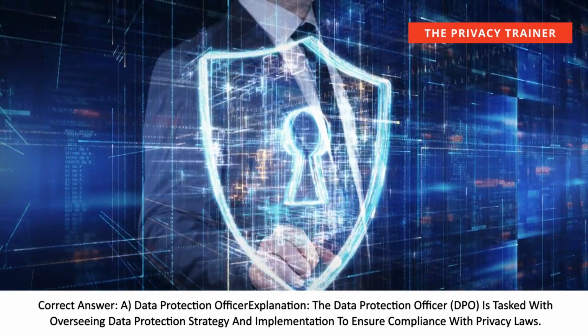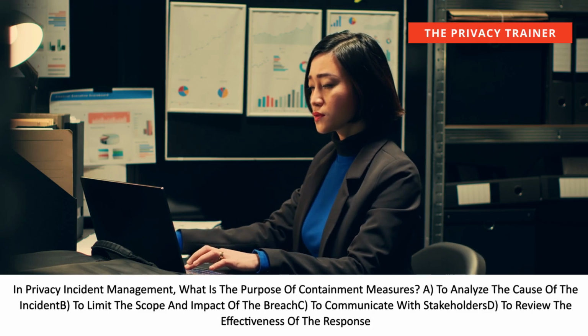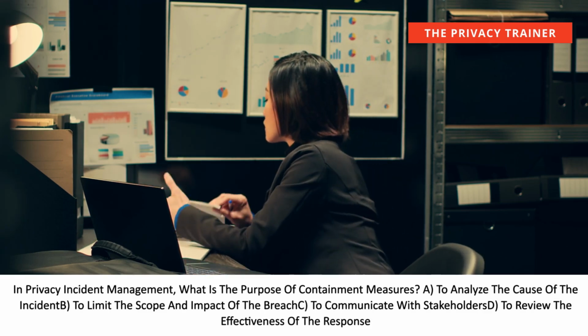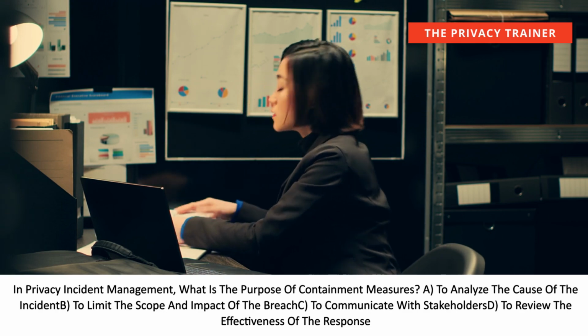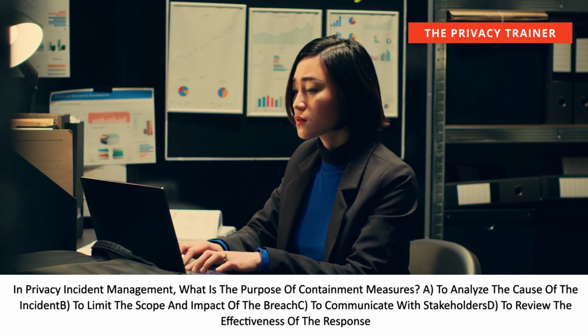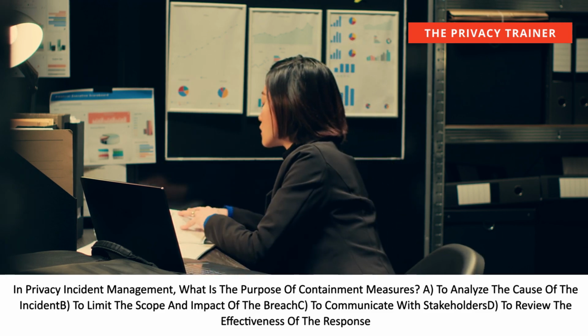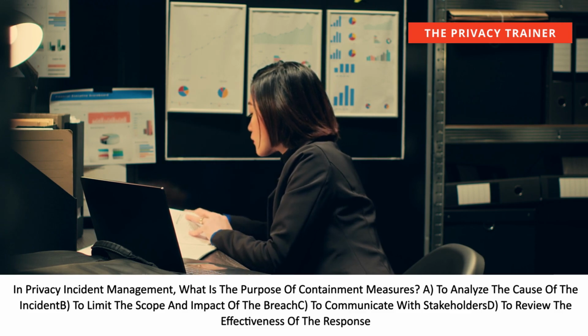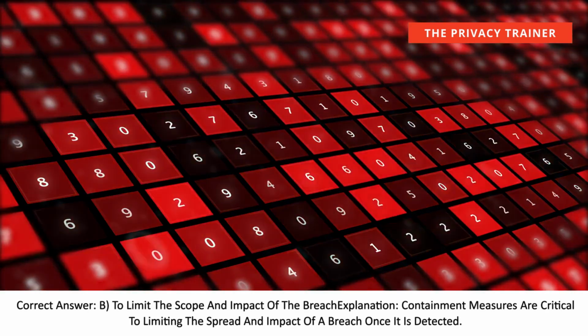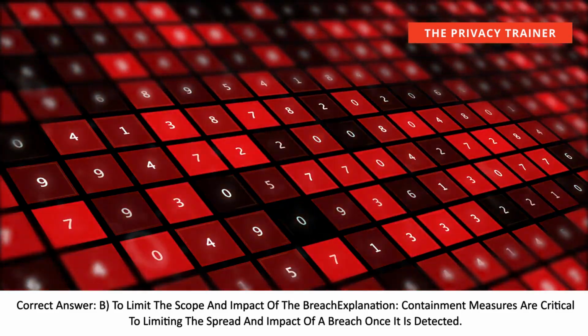compliance with privacy laws. In privacy incident management, what is the purpose of containment measures? A. To analyze the cause of the incident. B. To limit the scope and impact of the breach. C. To communicate with stakeholders. D. To review the effectiveness of the response. Correct answer, B. To limit the scope and impact of the breach.